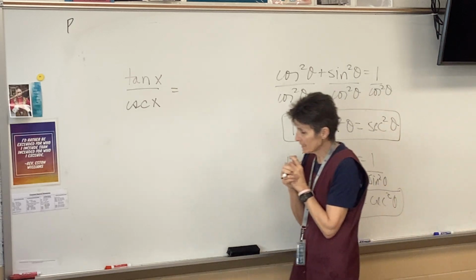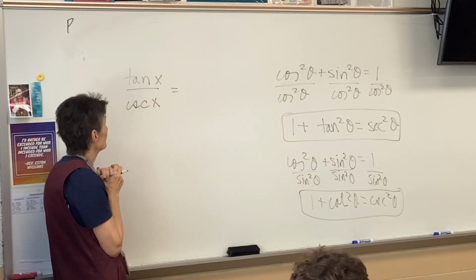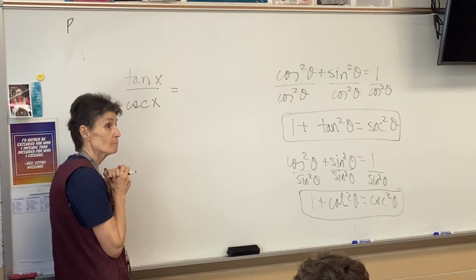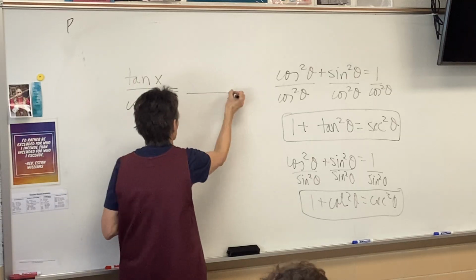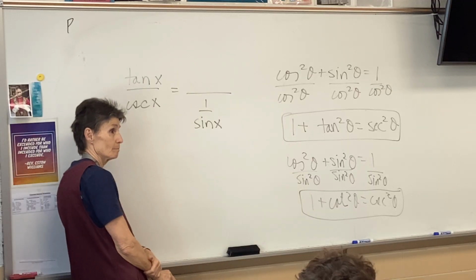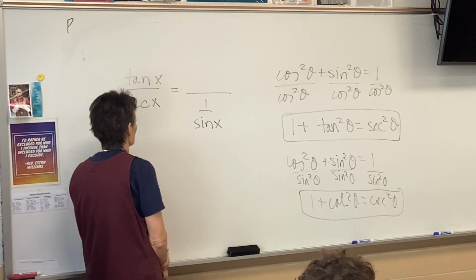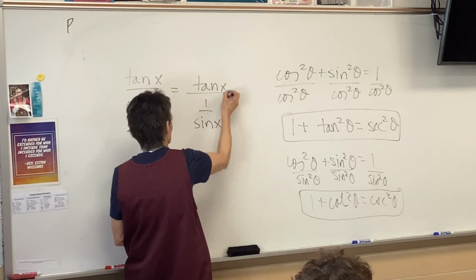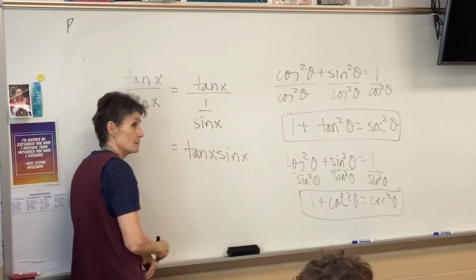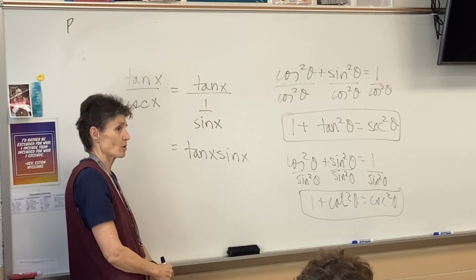Okay, any idea on how we might do that? Charlie? Isn't cosecant just 1 over sine? It is. So, if we did tan x over 1 over sine, it would actually be tan x times sine x. Okay. Remember, this is absolutely correct, but the directions were write it in terms of cosines only.